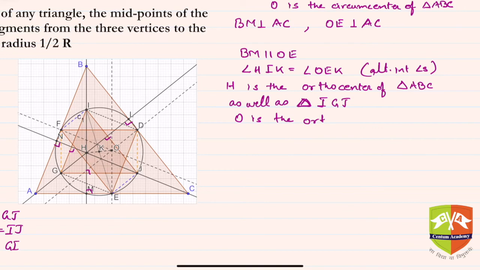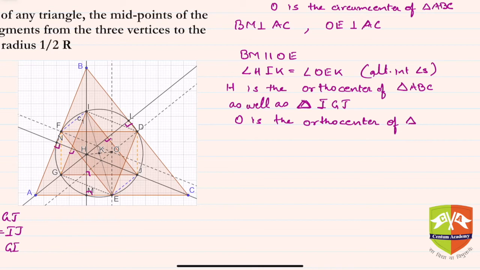O is the orthocenter of triangle DEF. Why? Because O, if you see, this is the perpendicular bisector, so this is 90, and GJ was parallel to AC, so this is 90 as well. And similarly, this is 90 and IJ is parallel to BC, so hence this is also 90. Okay, so hence clearly, O is the orthocenter of DEF.